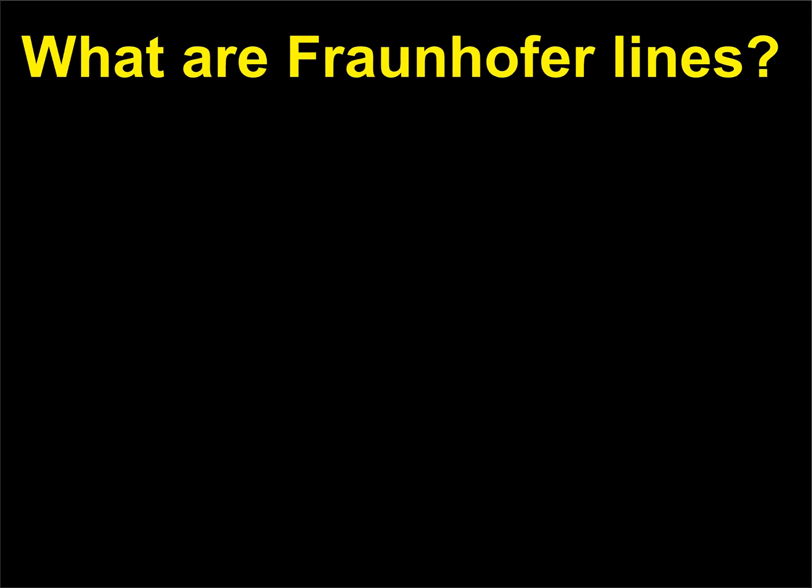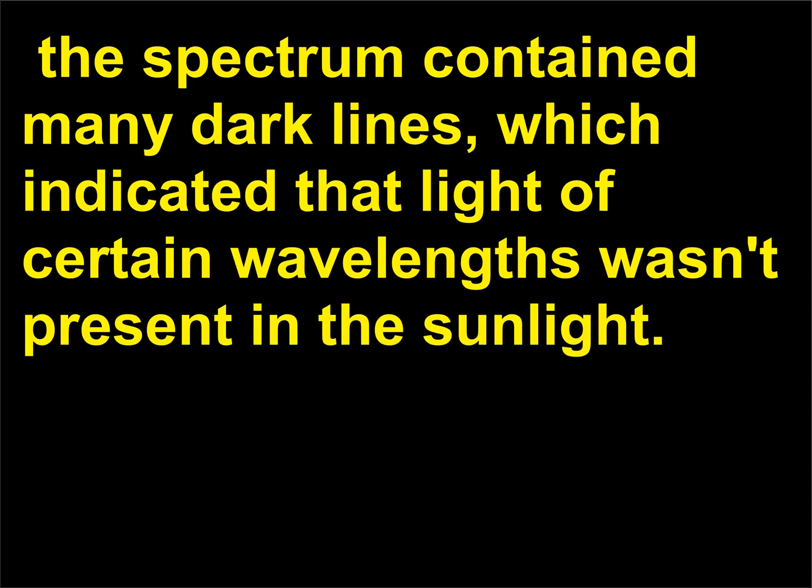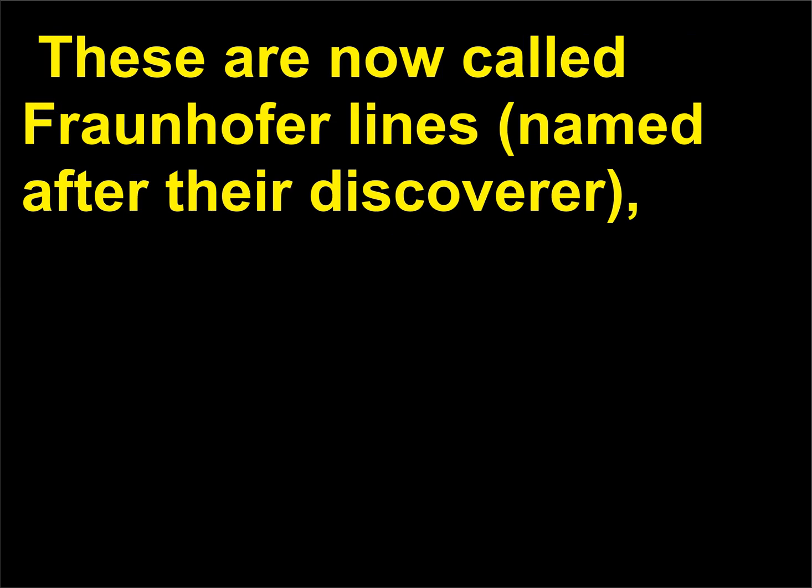What are Fraunhofer lines? When scientists first began observing the spectrum of light reaching Earth from the Sun, the spectrum contained many dark lines, which indicated that light of certain wavelengths wasn't present in the sunlight. These are now called Fraunhofer lines, named after their discoverer.